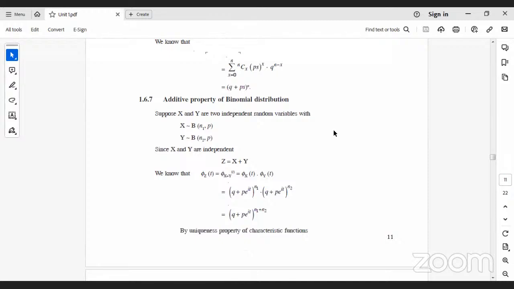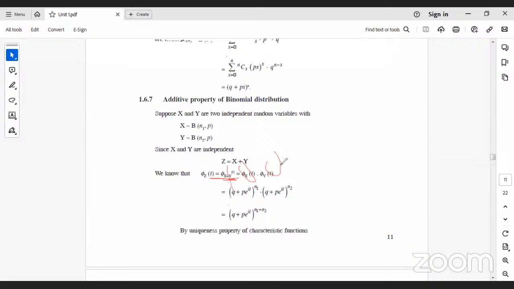Additive property of the binomial distribution. Suppose X and Y are two independent random variables, not dependent. X follows B(n1, p) and Y follows B(n2, p). Since X and Y are independent, let Z equal X plus Y. We know that the characteristic function of X plus Y equals phi of X of t multiplied by phi of Y of t. We are doing the multiplication here.